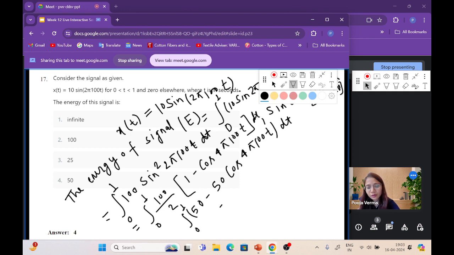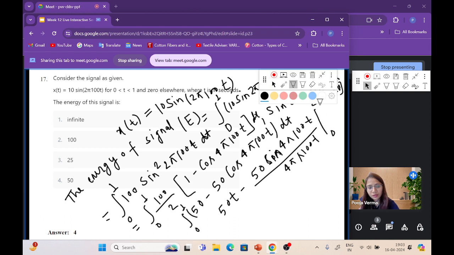So it is 50t and minus 50 cos. When we integrate this cos, then it becomes sine 4 pi 100t, and that t will come, 4 pi into 100t, right? And it is between 0 to 1.